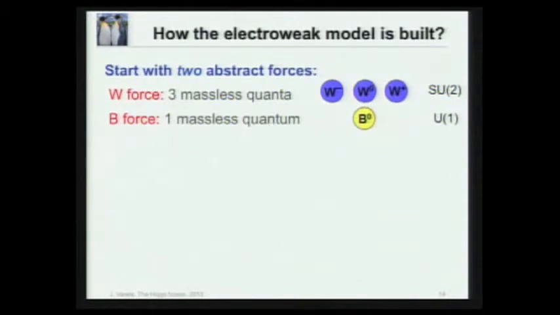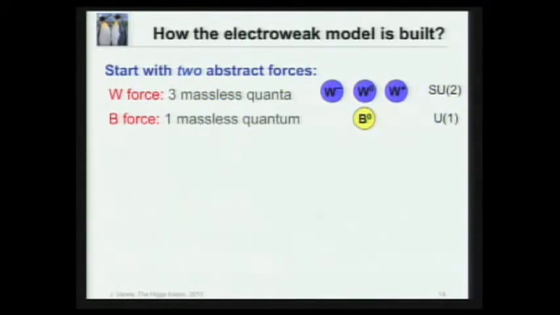Now, let's have a look at how this electroweak model can be constructed. A little bit more information, if you want, about the content of those equations that I showed before, but now in some more graphical form. So what people did was to start with two abstract forces. Instead of starting with electromagnetism and the weak force, they started with two abstract forces.